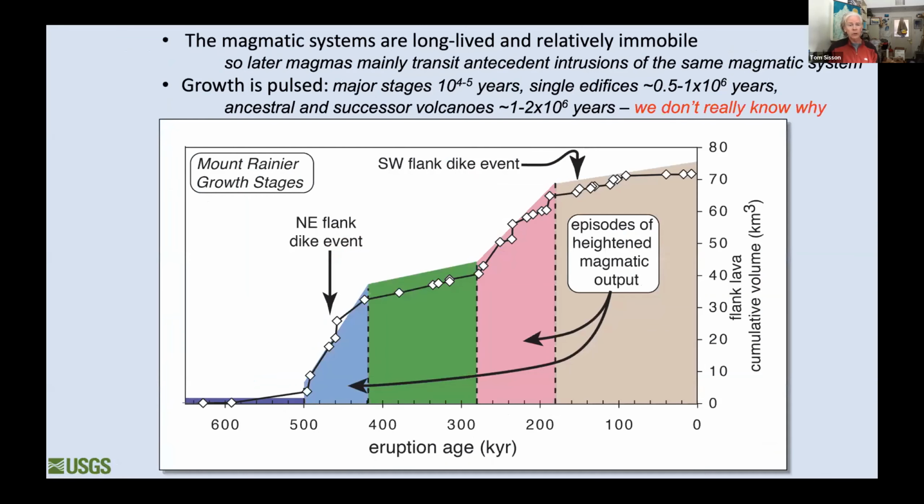One of the things that we learned from studying actual arc volcanoes, and I'll get to it in a moment, in plutons, is that the systems are long-lived and relatively immobile. And that means that later magmas are mainly transiting antecedent intrusions of the same magmatic system. We also find again and again that growth is pulsed. Major stages of volcano growth are on the order of 10,000 to 100,000 years. Single edifices, and I'm talking about arc stratovolcanoes, have durations of on the order of 500,000 to 1 million years.